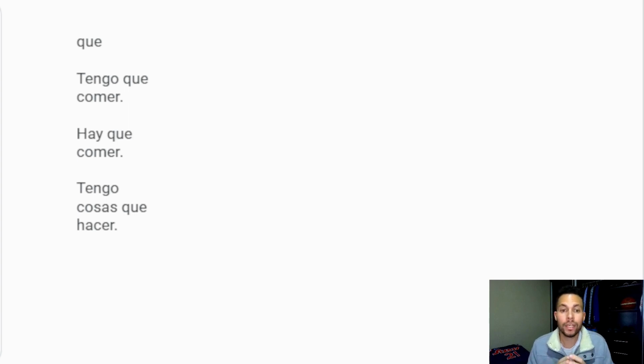"Hay que comer," that's the same idea that we have to eat, but it's not specifying who has to eat. It's just generally known that that is what has to be done. We have to eat, and you're attaching comer to haber, and we're going to remember that when we do that, we have to put the que.